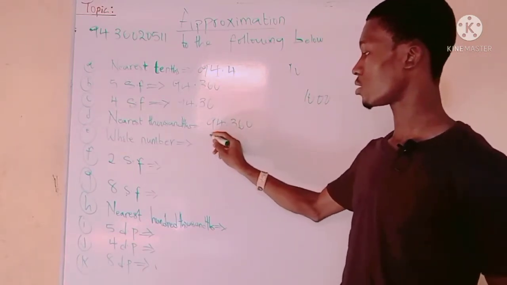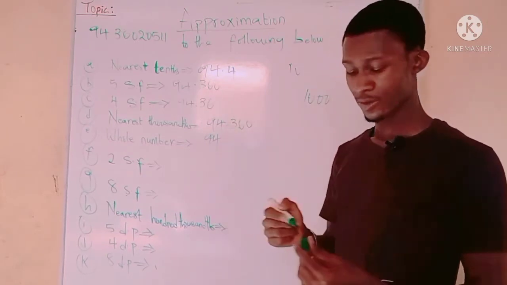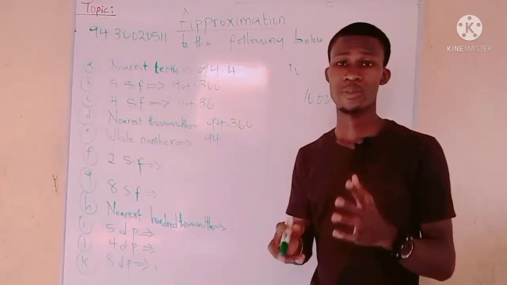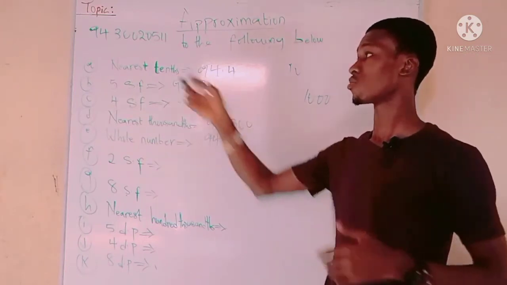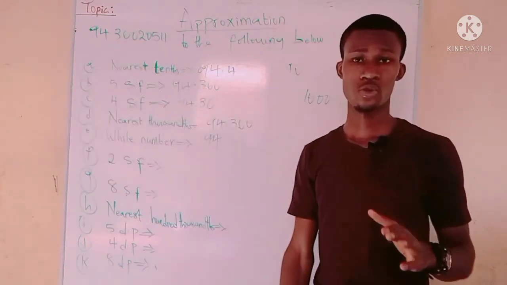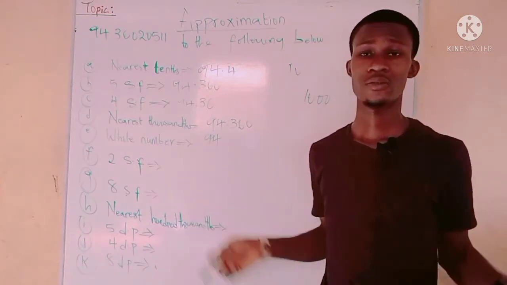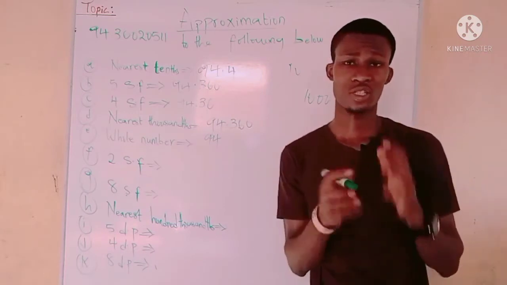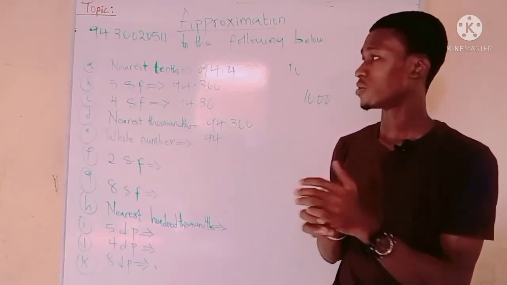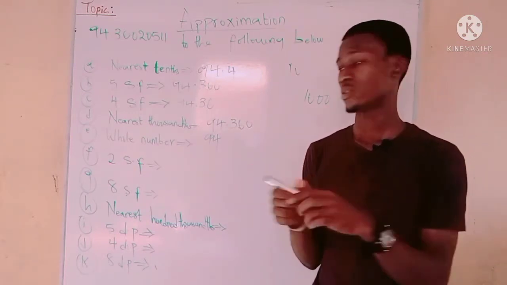To the whole number, very easy. Our answer is 94. Probably if the number after the decimal point is up to 5 or more than 5, then we could still add 1 to 4 to make it 95, while the rest of the numbers disappear. Now, over to 2 significant figures. How do you go about this? The answer is 94.